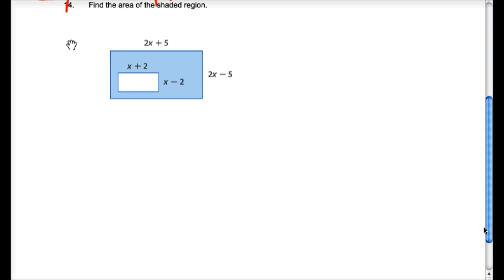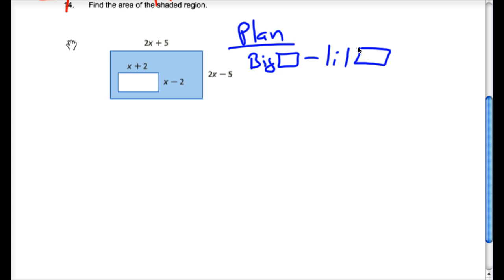Okay. How do we find the area of the shaded region? You find the area of the big one and find the area of the small one and subtract them. Exactly. Always make a plan. I always tell you guys to make a plan. So it's the big rectangle minus a little rectangle.